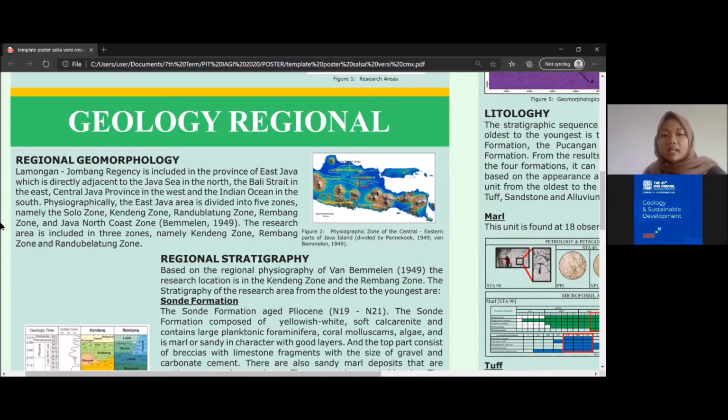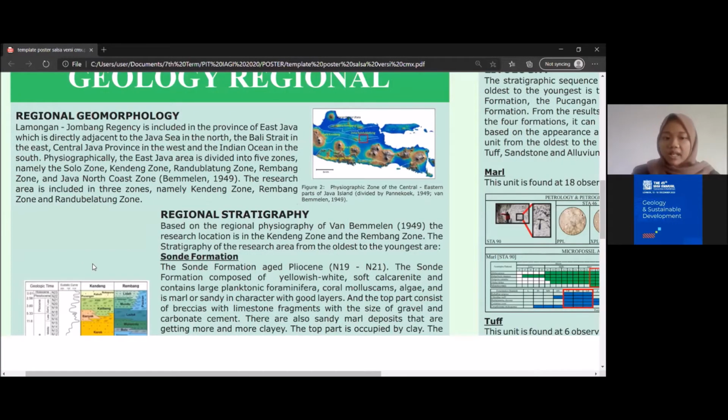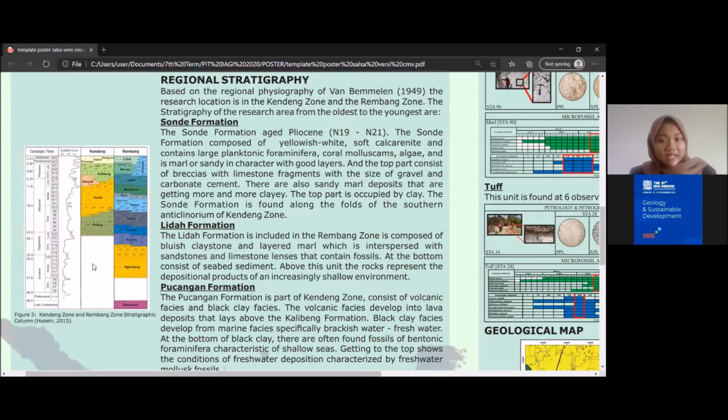For the regional stratigraphy of this study area, from the oldest to the youngest, there are Sonde Formation, Lida Formation, Pucangan, and also alluvium. Sonde Formation is composed of yellowish white soft calcarenite and contains large planktonic foraminifera. And there is also breccia at the top with limestone fragments.